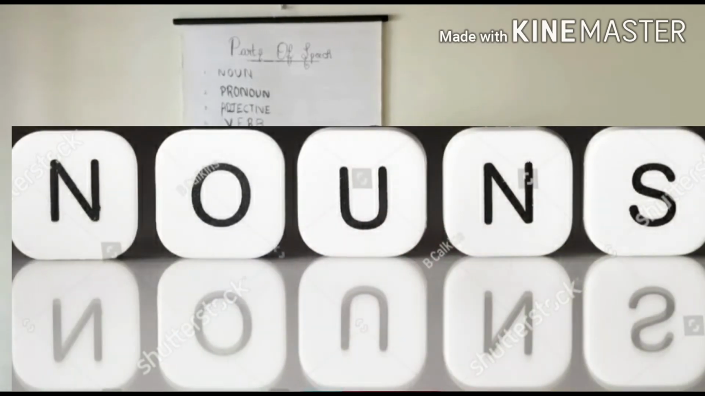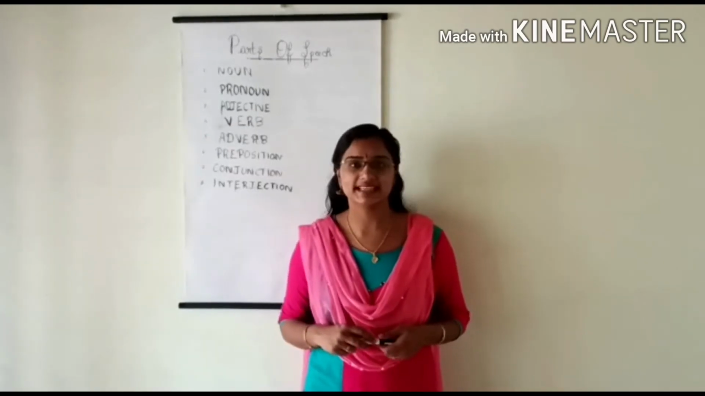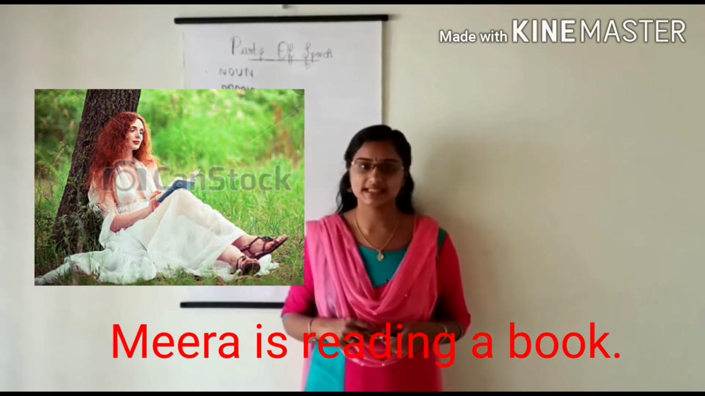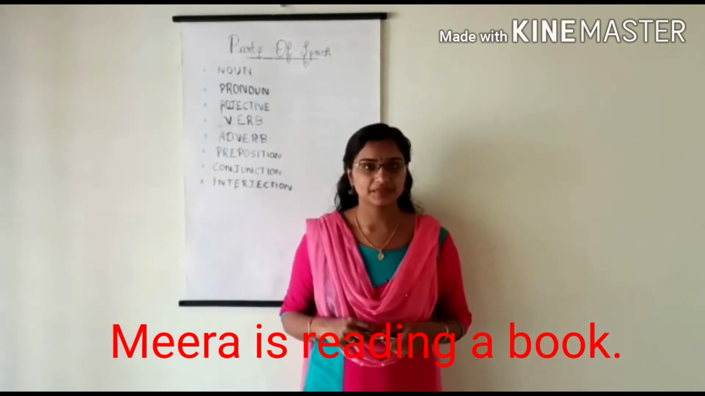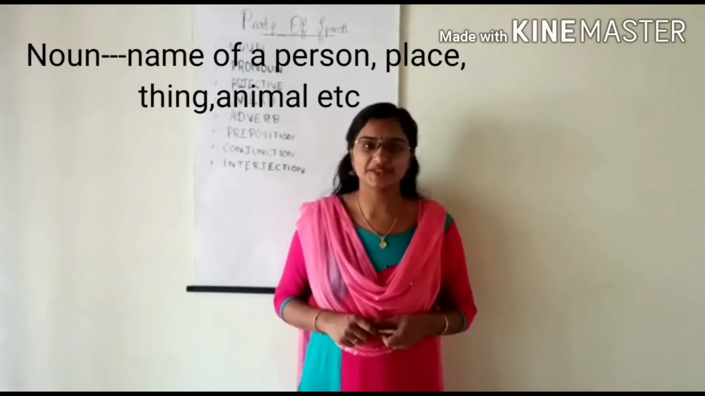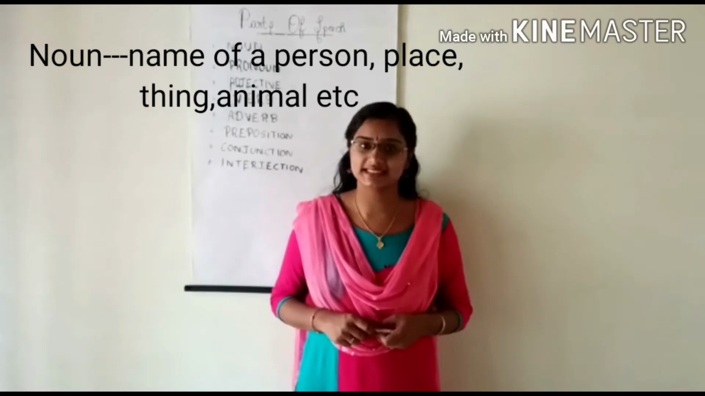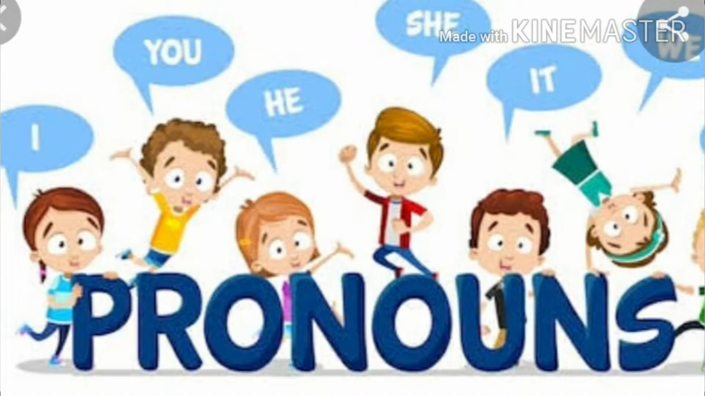Noun is the name of a person, place, thing, animal, etc. So for example, Meera is reading a book. Here, Meera is the noun because it's a name. So dear students, noun is the name of a person, place, thing, animal, etc. Moving on to the next one, pronoun.